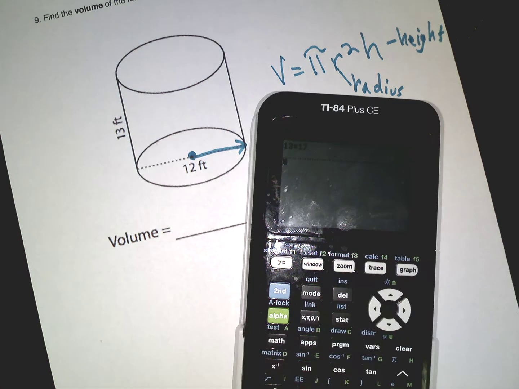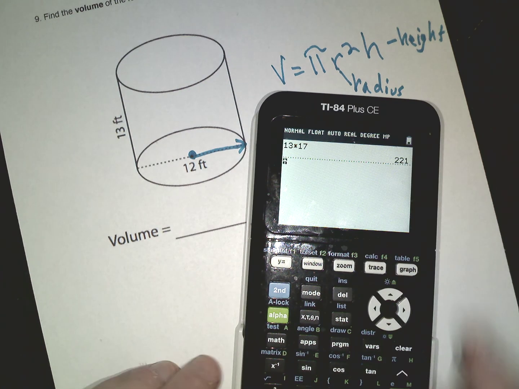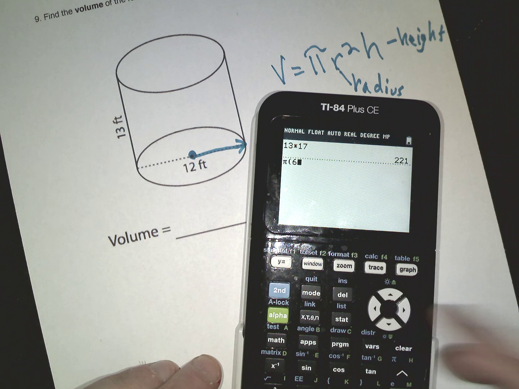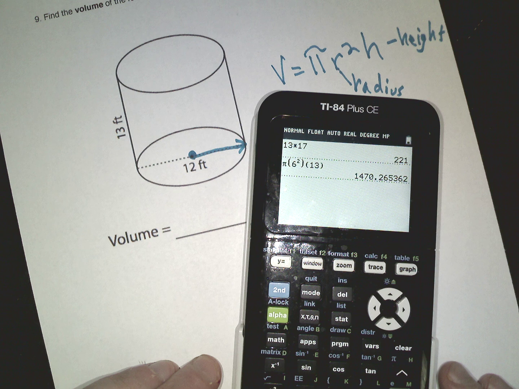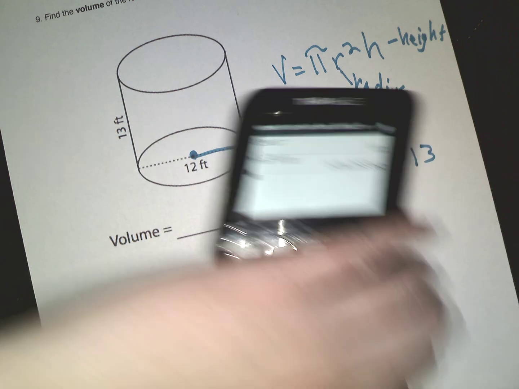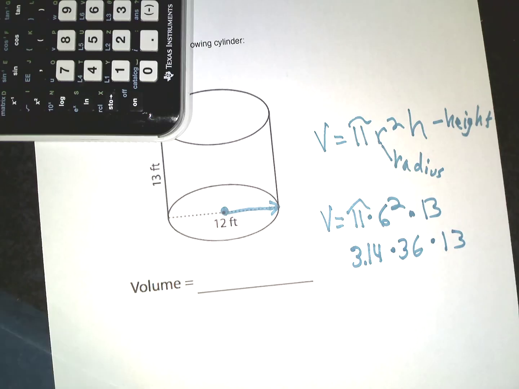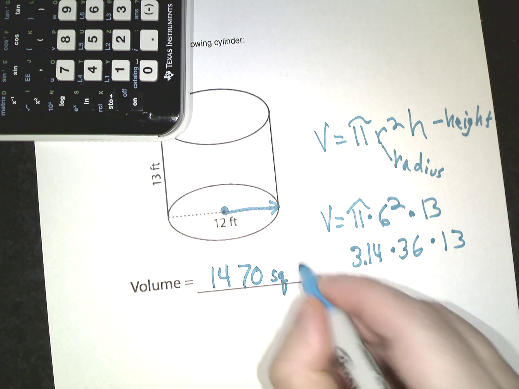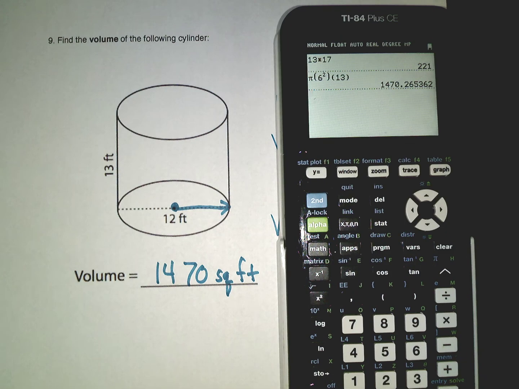I'm going to use pi because I know how to use pi on my calculator. So I go second pi. We put 6 squared here. Well, I did 36 already, but I'm just going to show you that you can do it on the calculator. 6 squared, close parentheses, times 13. And the exact number you get would be 1470. I'm going to round to the nearest foot. So 1470 square feet. Now, if I was using 3.14, let's see how close it would be.